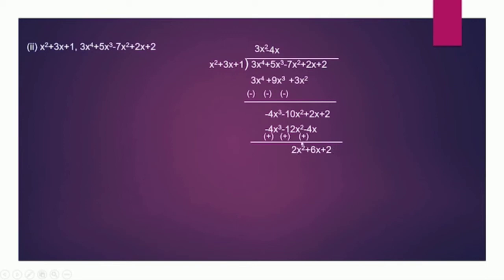Now when we divide 2x square with x square, we will get 2 here plus 2. Now in the next step, we need to multiply this 2 with x square plus 3x plus 1. So when we multiply this 2 with x square plus 3x plus 1, we will get 2x square plus 6x plus 2. So 2x square plus 6x plus 2, when subtracted with the same polynomial, we will get 0. Now since the remainder is 0, the first polynomial, that is x square plus 3x plus 1, is a factor of the second polynomial.